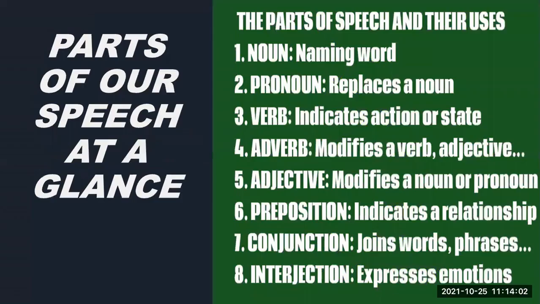Now let's look at the parts of speech and their uses. All right. We just look at their specific uses. Now, the first one, which is a noun, is a naming word. We use it to name a person or an object or a place or an idea.